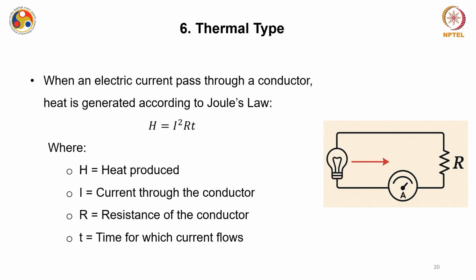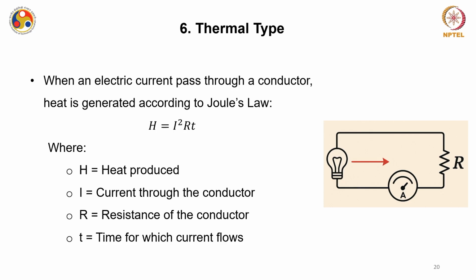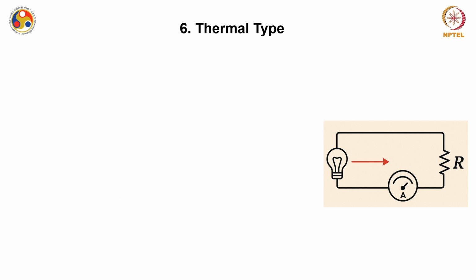All right. So we have one more kind of device, which is the thermal type of device, okay. Again, as the name suggests, they are based on thermal principles, and they vary based on the variation in the principle, okay. So the idea is when an electric current passes through a conductor, heat is generated. This generated heat follows Joule's law, which is H equal to I squared R T, where H is the heat produced, I is the current flowing through the conductor, R is the resistance of the conductor, and T is the time for which you allow this current to flow, okay.